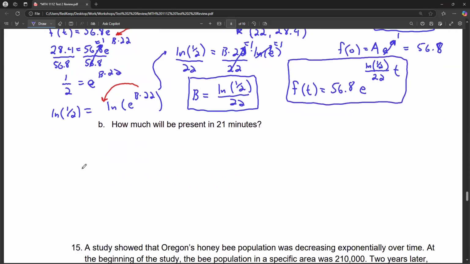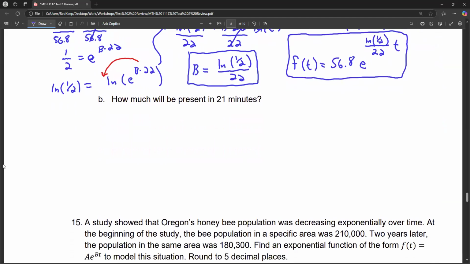Okay, moving on to part B. It's asking how much will be present in 21 minutes. So of course they're giving us a unit of time, so this is a t value. t is equal to 21 minutes after the experiment has started. So what we're going to do is plug in 21 into our equation wherever there is a t. I'll show you what that looks like.